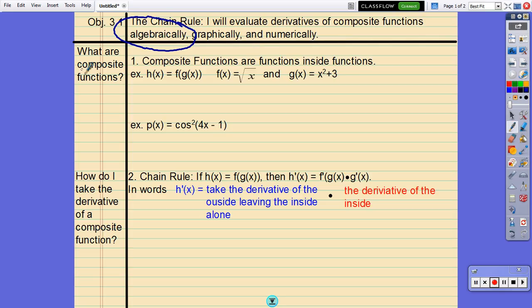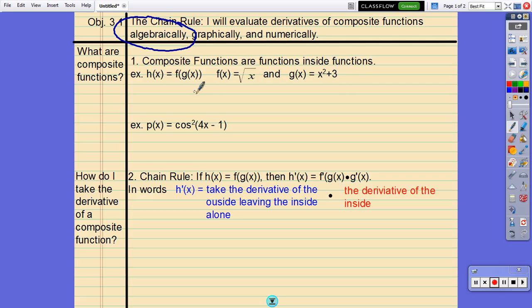So first of all, what is a composite function? This is a review from pre-calc. A composite function is simply made of a function inside of another function. So back in the day, you may have been given something like this and then asked to compose f of g of x. The outer function being the square root and the inner function then becoming x squared plus 3.